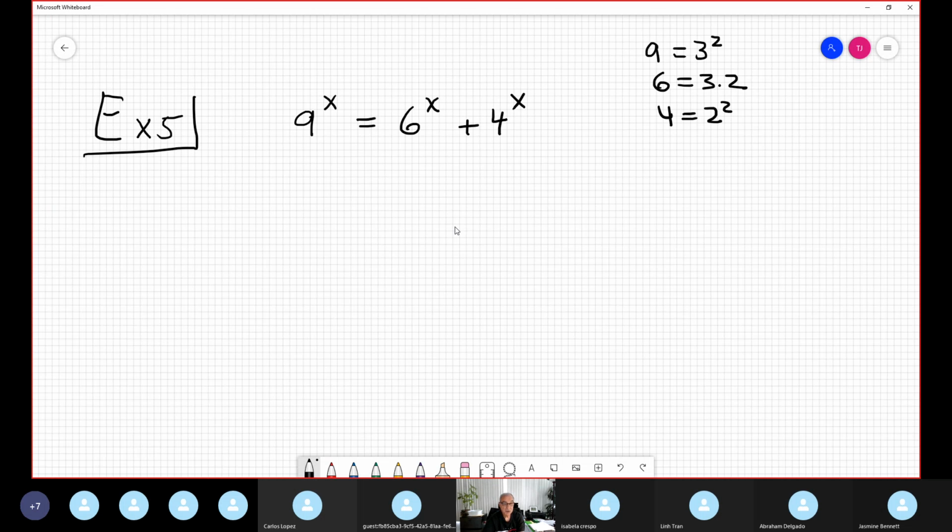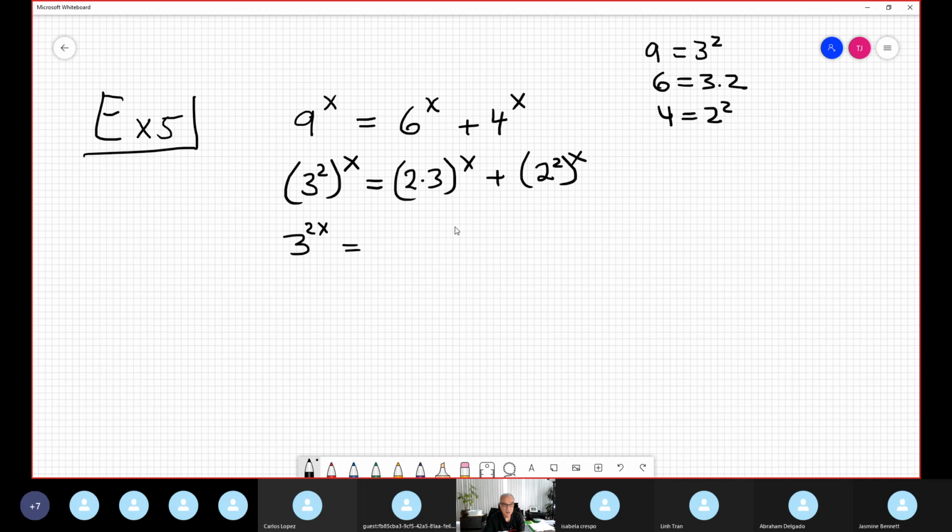So it's 3 to the second raised to the x is equal to 2 times 3 raised to the x plus 2 to the second raised to the x. Actually, this is 3 to the 2x. This is 2 to the x times 3 to the x. And this is 2 to the 2x. Do you follow me?